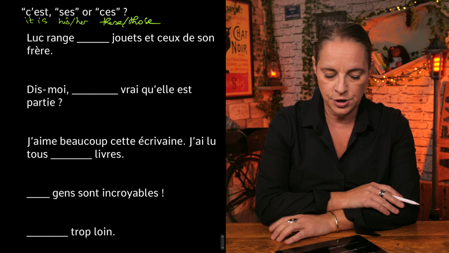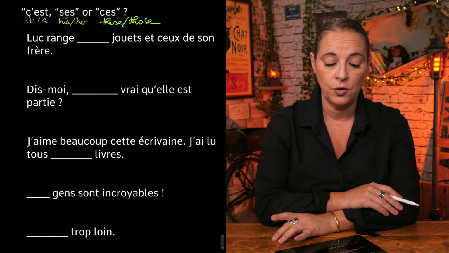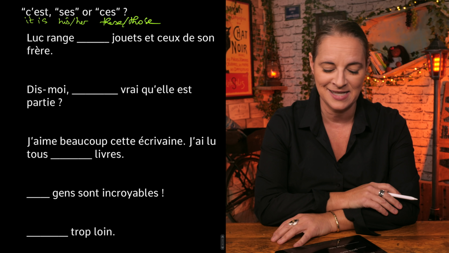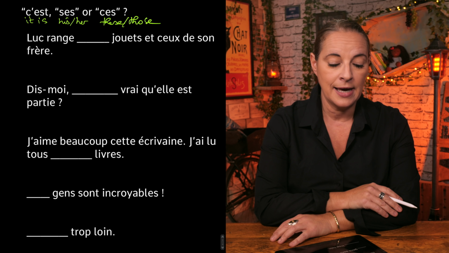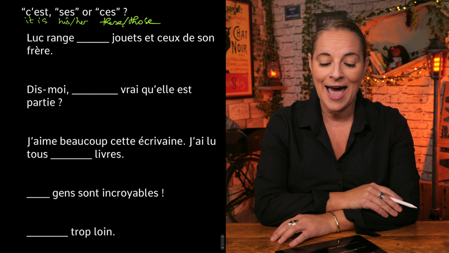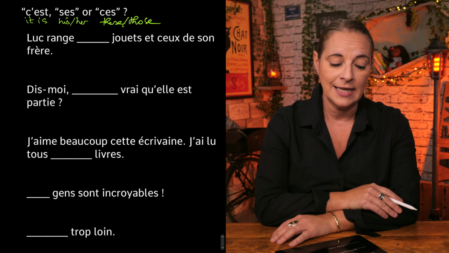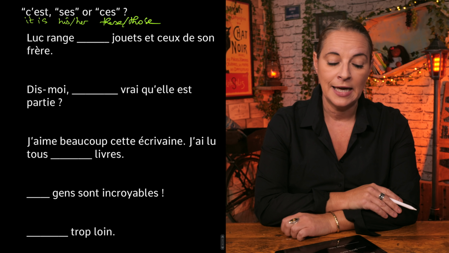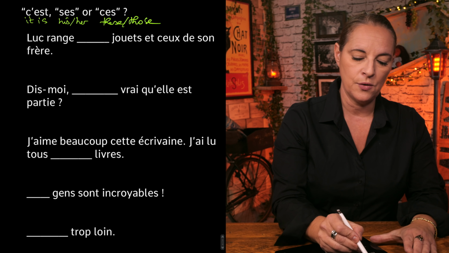Luc range jouets et ceux de son frère. Luc range, and then we want to replace by c'est, but which c'est is it? Jouets et ceux de son frère. So Luc is putting away his toys and those of his brother. Okay, so is it c'est, C apostrophe E-S-T? Not really, because it's Luc range it his toys. No, that makes no sense. Is it c'est, S-E-S? Well, yeah, because it's a possession, isn't it?